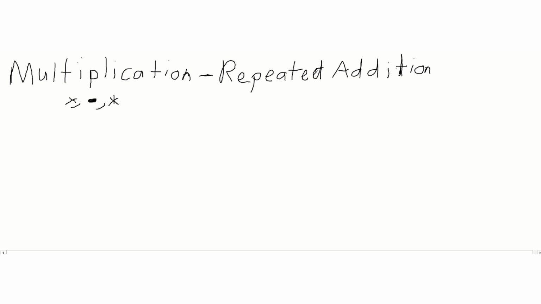Multiplication is actually just repeat addition. So if we were to see a problem such as 4 times 3, what you're actually being asked to figure out is what is 4 plus 4 plus 4, which equals 12. As you can see, we're adding 3 4's together to equal 12.